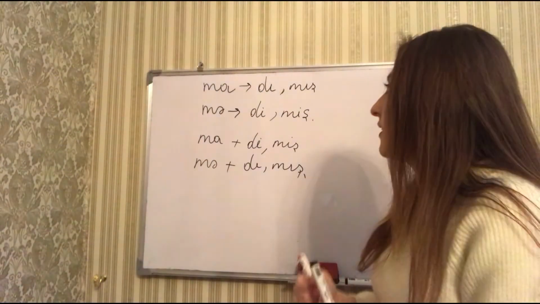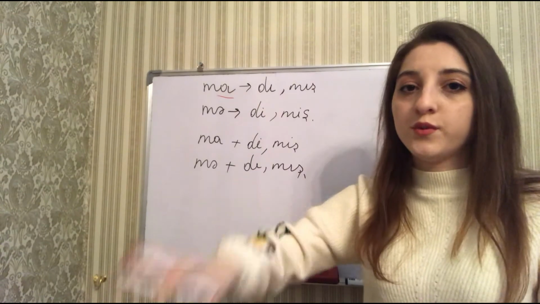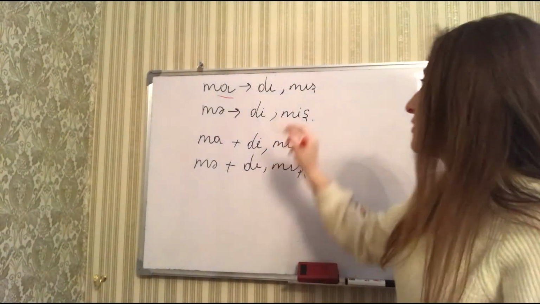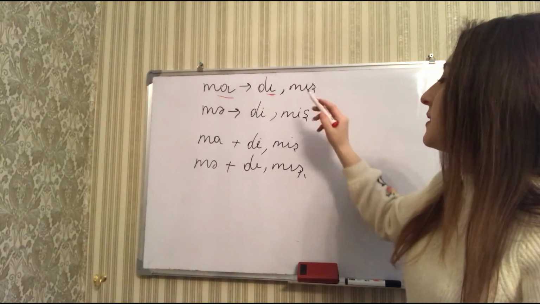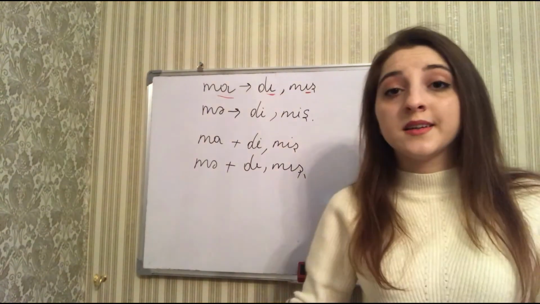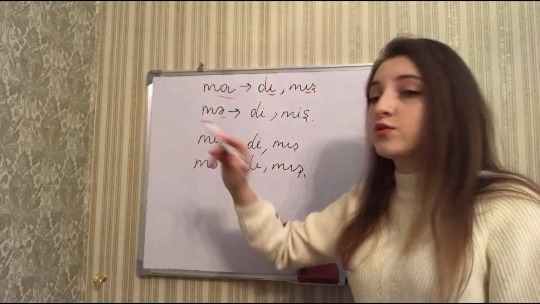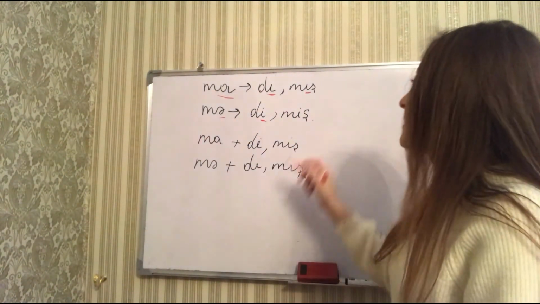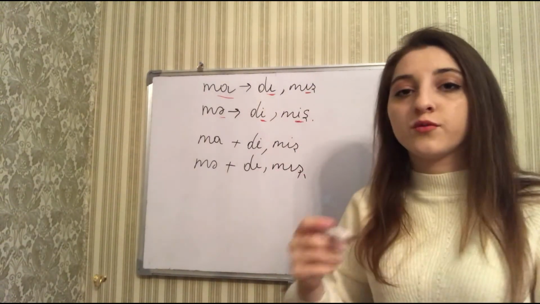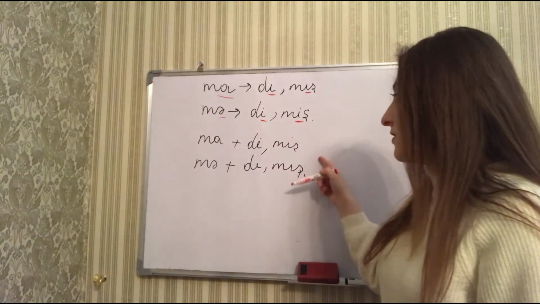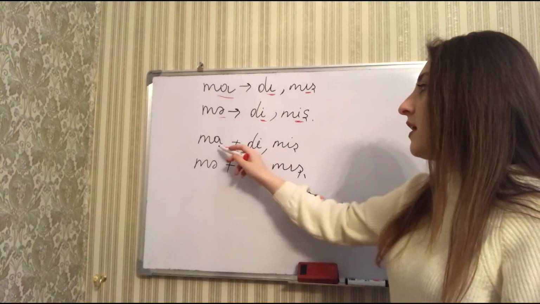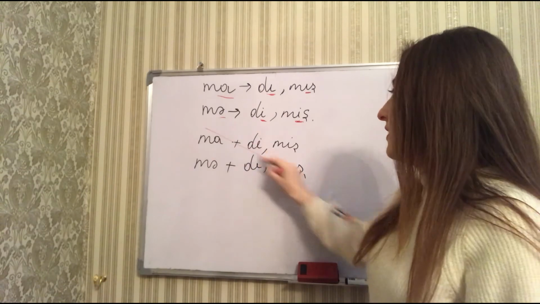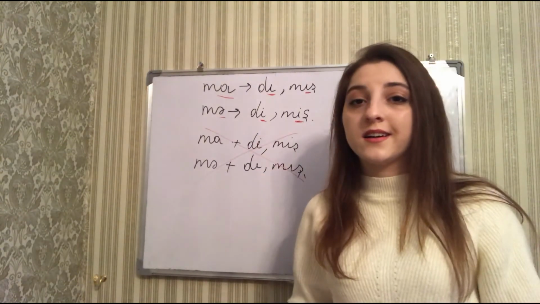Because ma is a hard vowel. That's why we must add suffixes with hard vowels. D, mış. Me is a soft vowel. D, soft vowel. Miş, soft vowel. But in this case, ma, a, ı, they are false. We can't use.